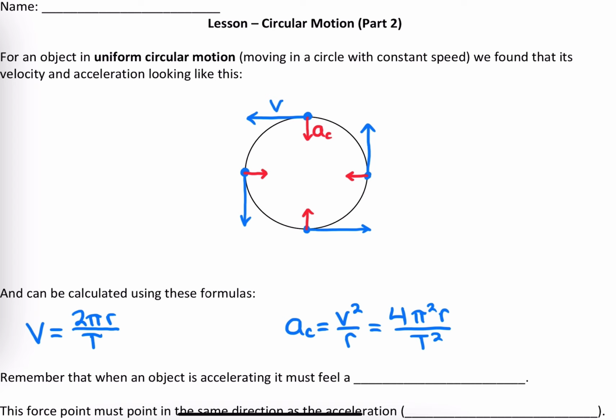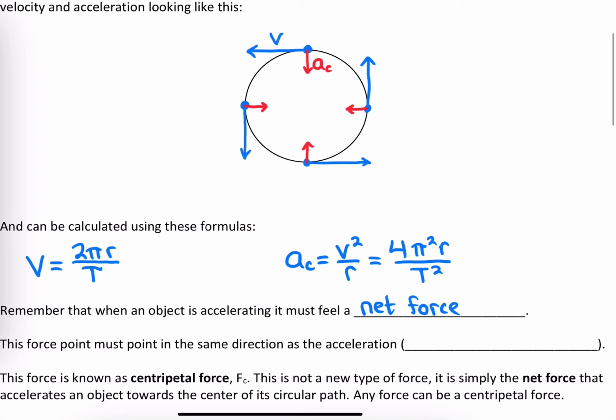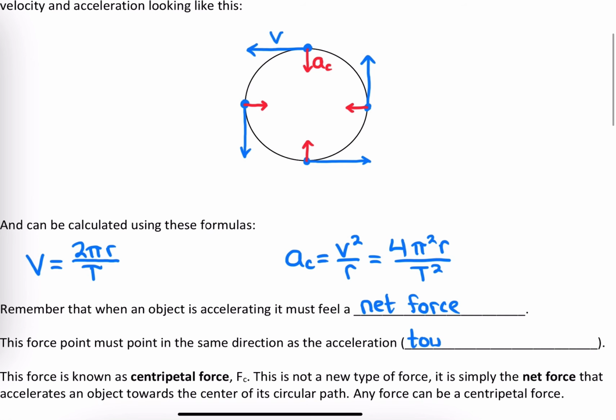So now remember that when an object is accelerating, it must feel a net force. So because I have acceleration the whole time I'm going around the circle, there must be a net force on me the whole time that I'm going around that circle. And because F equals ma, that force has to be in the same direction as the acceleration, which is towards the center. So this force is known as the centripetal force.